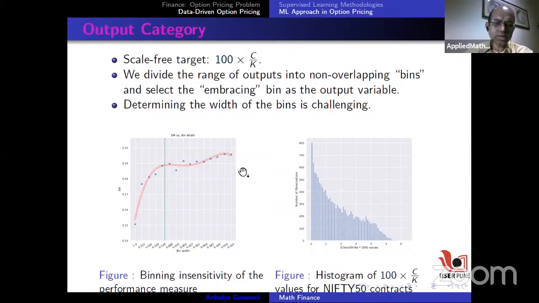But since we are aiming for things to work not only depending on one dataset but for various different data, we took two different datasets: one from Nifty 50 and another from Bank Nifty. For both, we tried to find the same common bin width, and that turned out to be 0.1. The number 100 times C by K is on the positive real line, and we divide that range into bins. It appeared that maybe 50 different bins are formed, so it is a heavily imbalanced class. We are really worried about how the performance will be with imbalanced classes, but we cannot help it because that is the data.